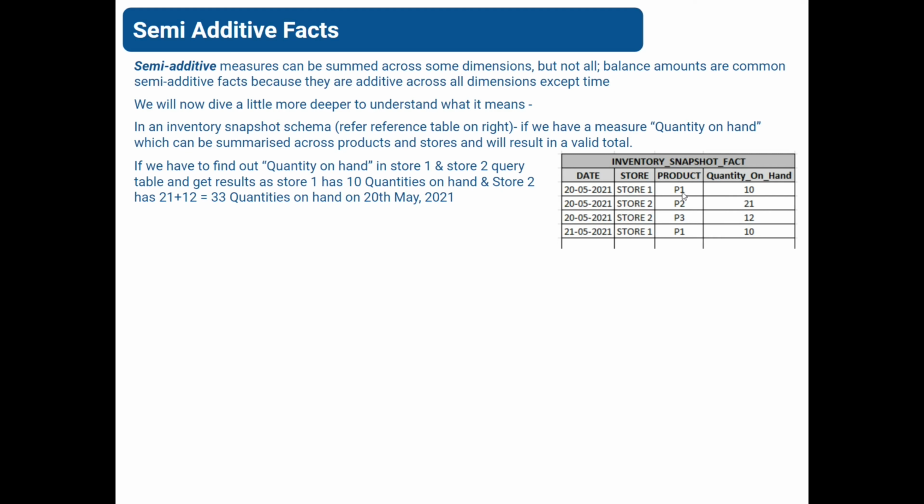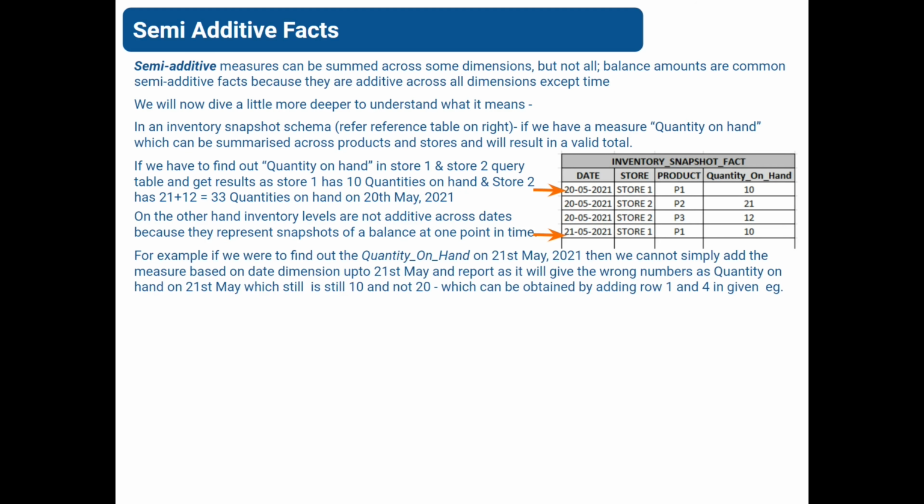On the other hand, inventory levels are not additive across dates because they represent a snapshot of a balance at one point in time. So if we were to figure out inventory on hand on 21st May 2021, since it is for store 1, we just cannot go ahead and add this particular value and looking into this row and this value and report 20 as quantity on hand.